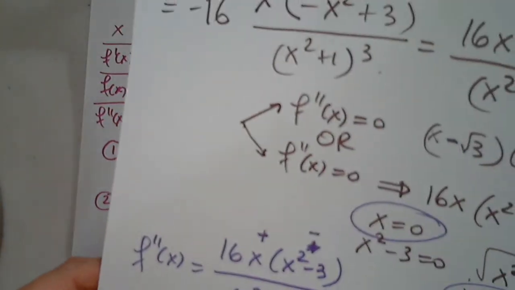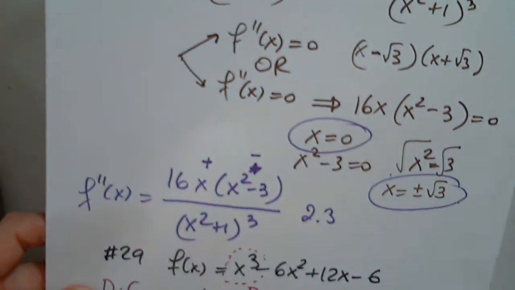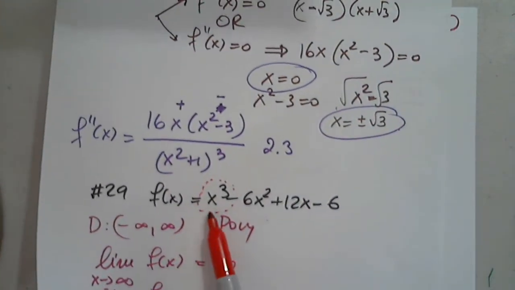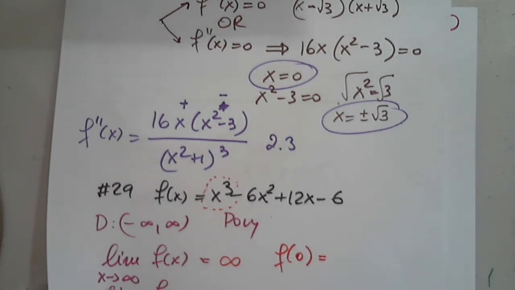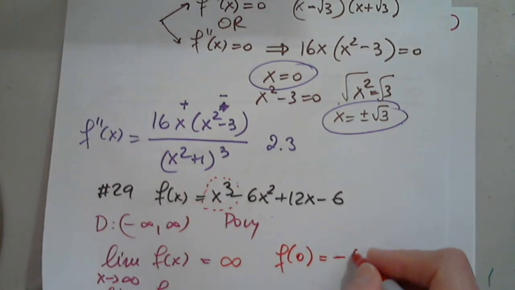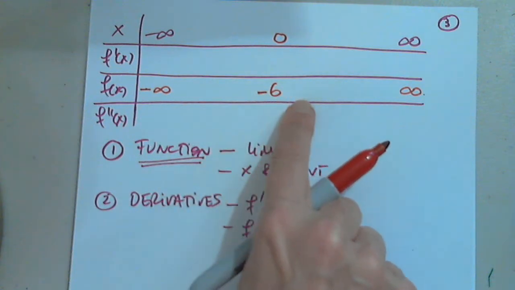So we have negative infinity and we have infinity. Now, finding the y-intercept, so 0 always has to be in the table. The y-intercept cannot be easier. So how much is f of 0? Can anyone give us f of 0? Negative 6. That's it. Very good. So I'm going to write it. Notice that I'm talking about the function.